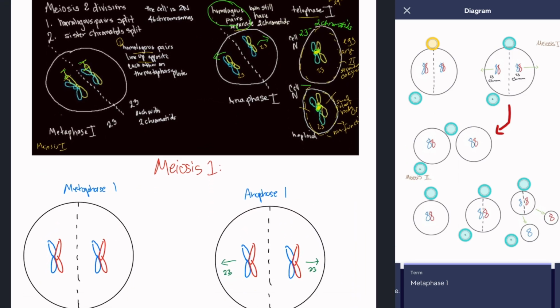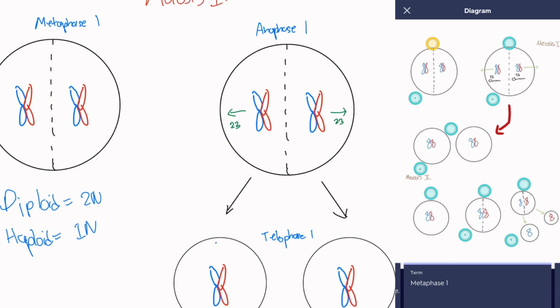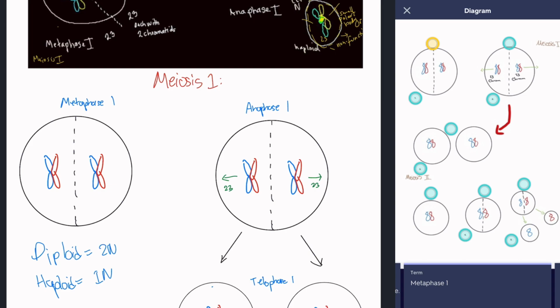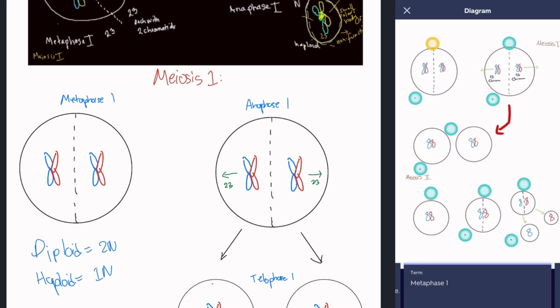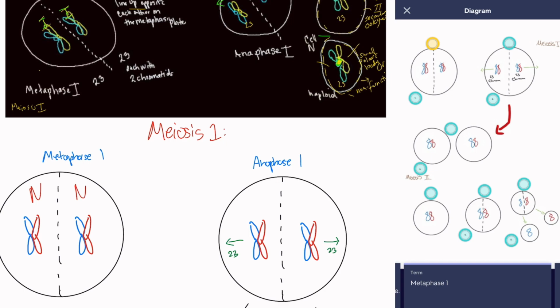The cell is 2N, which contains 46 chromosomes. Before I begin, I want to go over some terms. Diploid means 2N, haploid means 1N. And in here, it says that 1N is equal to 23 chromosomes. So if it's a diploid, it has 46 chromosomes, and if it's a haploid, it only has 23 chromosomes. In metaphase 1, it has 46 chromosomes because it has 2 N's, right?